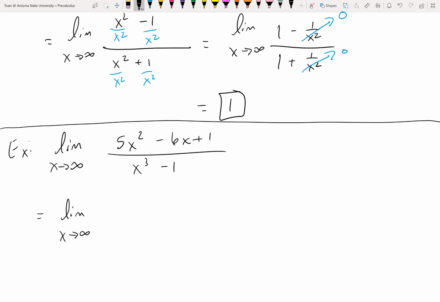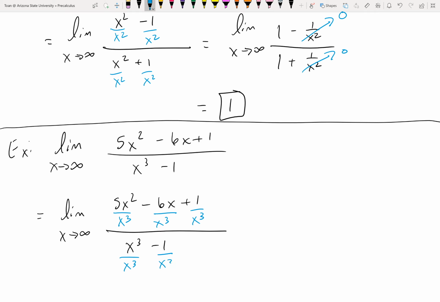So the thing you want to do is divide out by the biggest exponent, on top and bottom, numerator and denominator. Divide by the biggest degree of x. And I hope everyone agrees that x cubed is the biggest amongst all of the terms here. So you're going to have 5x squared minus 6x plus 1, each of those divided by x cubed, all over x cubed minus 1, all of those divided by x cubed.